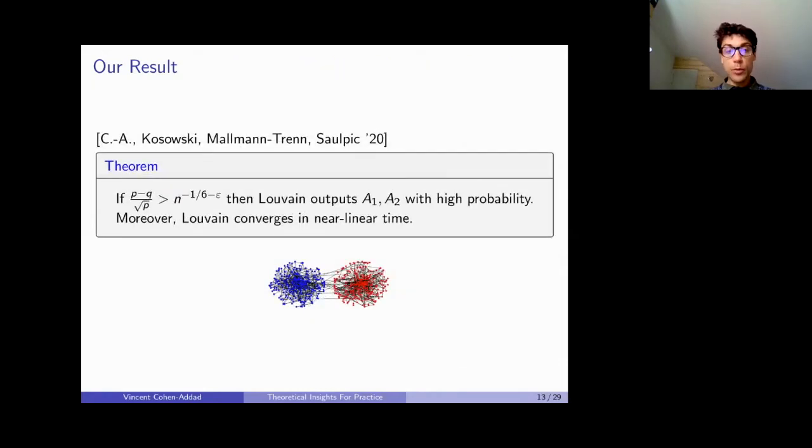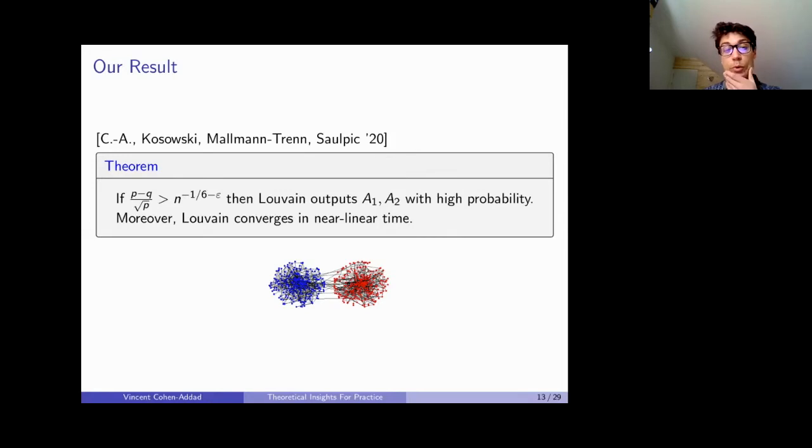So that's the theorem we proved. We showed that if the difference P minus Q divided by square root of P, which is like the standard deviation, is larger than 1 over n to the 1/6, then Louvain will indeed find A1, A2 with high probability and in near linear time. That is what people see in practice, a near linear time convergence rate for Louvain, even though the worst case could be n squared or something. So it seems to be even faster than what can happen.